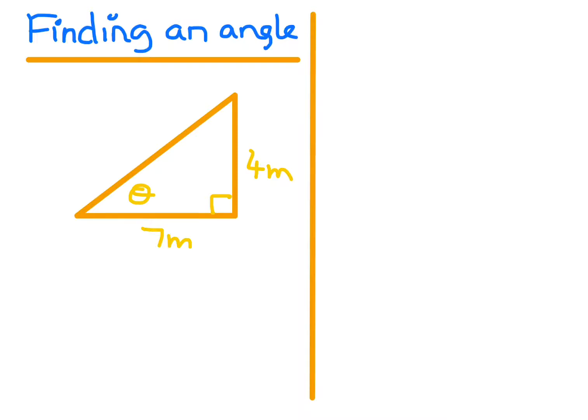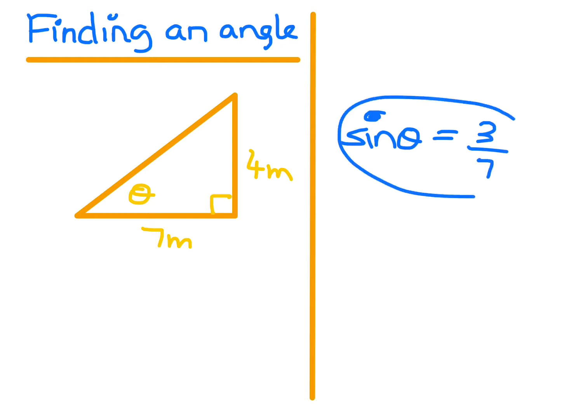I'm just going to run through finding an angle. Now, I just want to make sure that you can put things into degrees and minutes. So if you basically end up with sine theta equal to, say, 3 on 7, that was your opposite, that was the hypotenuse.